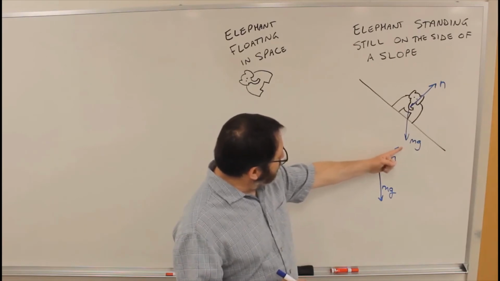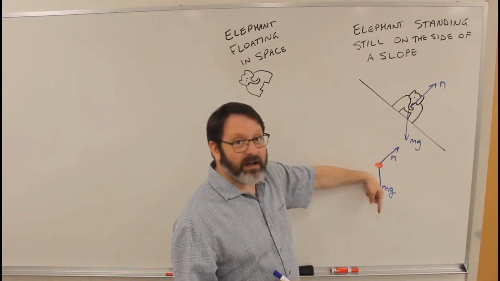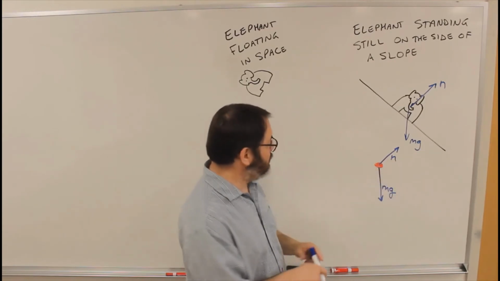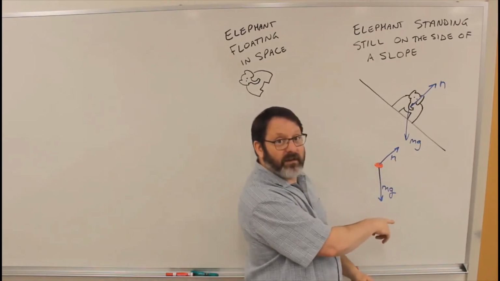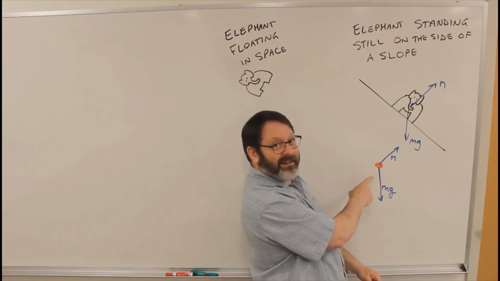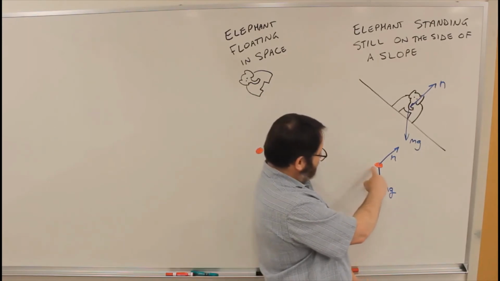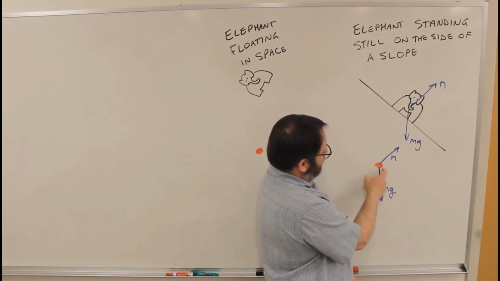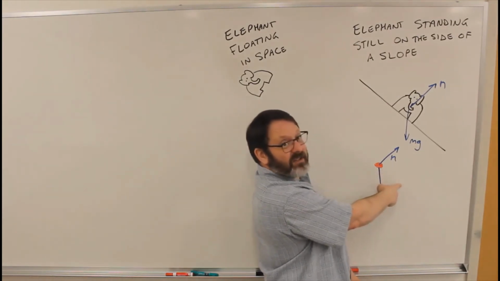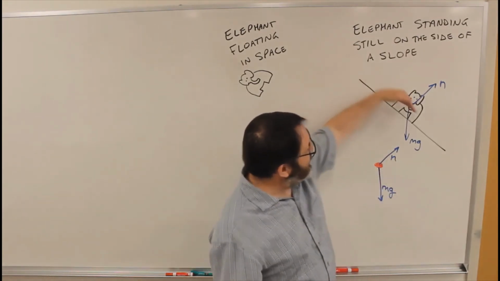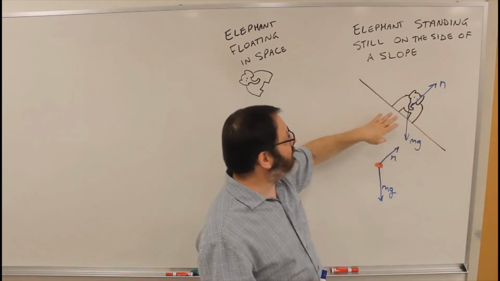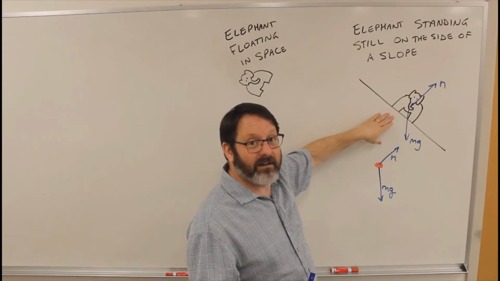If only the normal force and gravity were acting on it, the net force would be somewhere down this way, because I know if I add up all the forces, I can do the tip to tail, adding the vectors. So if I add one here and then I put the normal force here, it would have a force going down this direction, which means the elephant would be sliding down the hill. He's not. He's standing on the side of the hill. That means something is holding him there.